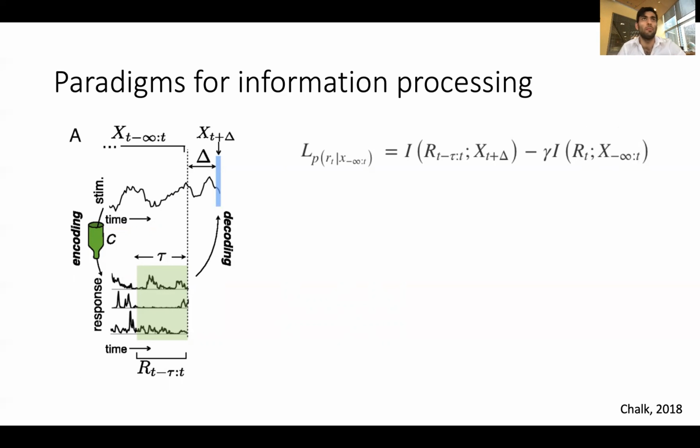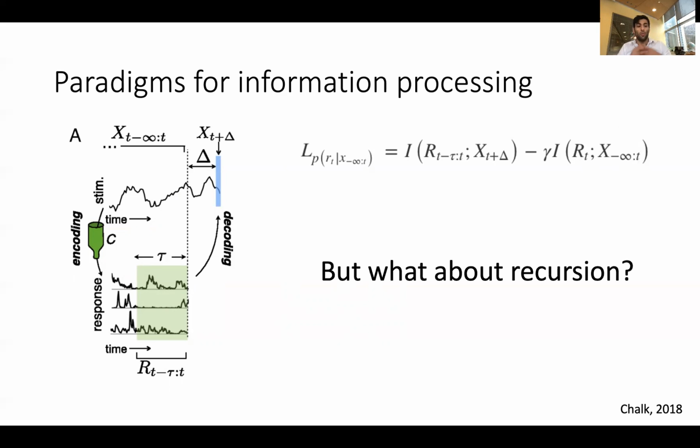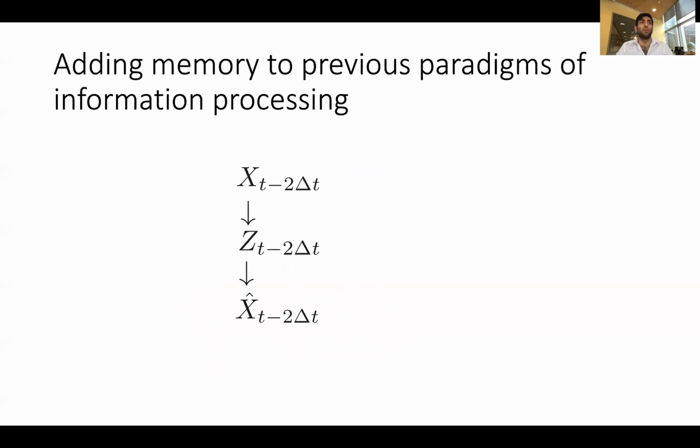But one thing I want to point out is that this sensory encoding scheme doesn't really allow for the idea of recursion, which is to say, this is a process. We are making sensory responses all the time. We're making state estimates all the time. And we should be able to leverage the fact that we have past state estimates to make our next one. So with that in mind, I'm going to propose a novel paradigm. And that novel paradigm is adding memory to the process.